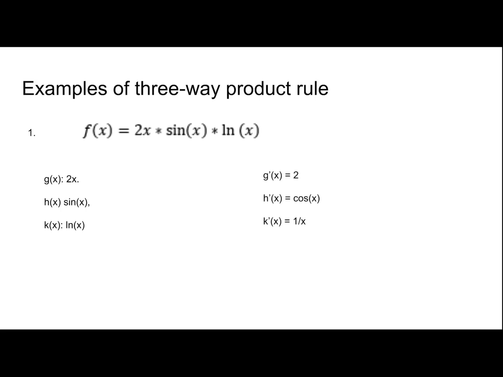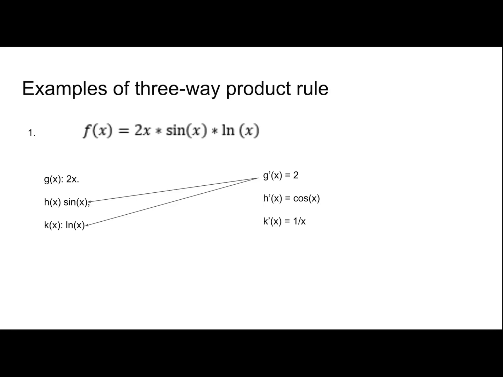We're going to draw our different derivatives on the right-hand side here. So g dash of x, the derivative of 2x, is just 2. H dash of x, the derivative of sine x, is cos x. And k dash of x, the derivative of ln of x, is 1 over x. So now we have our non-differentiated functions and our differentiated functions. To visualize this, we're going to have arrows. So our first term would be g dash of x times h of x times k of x. In other words, it will be 2 times sine x times ln of x.